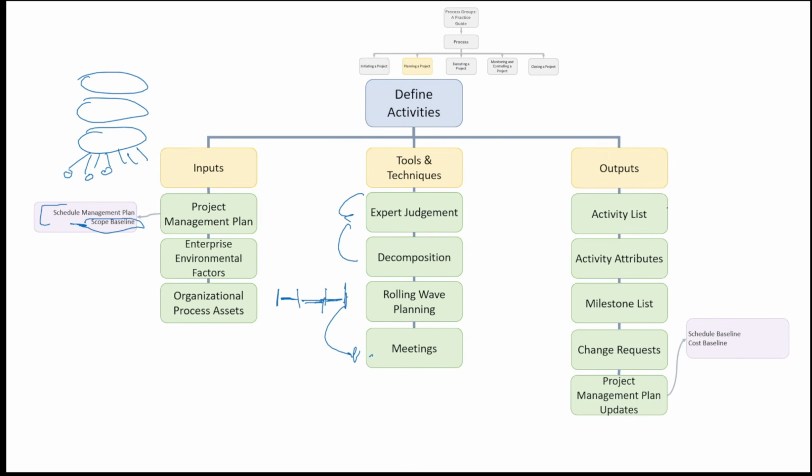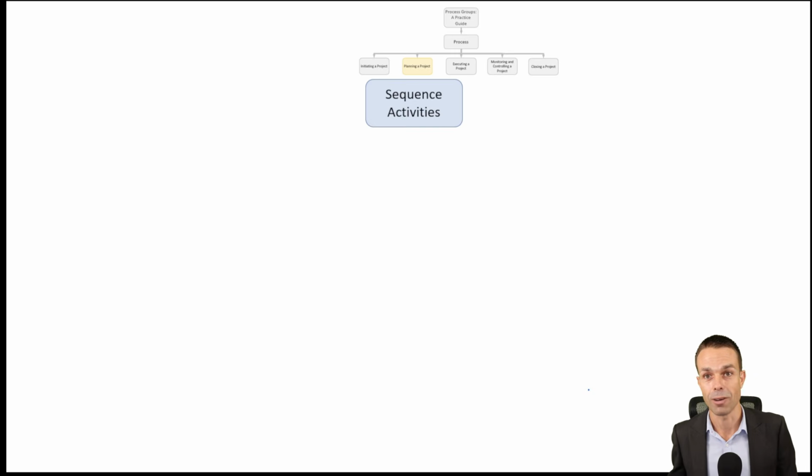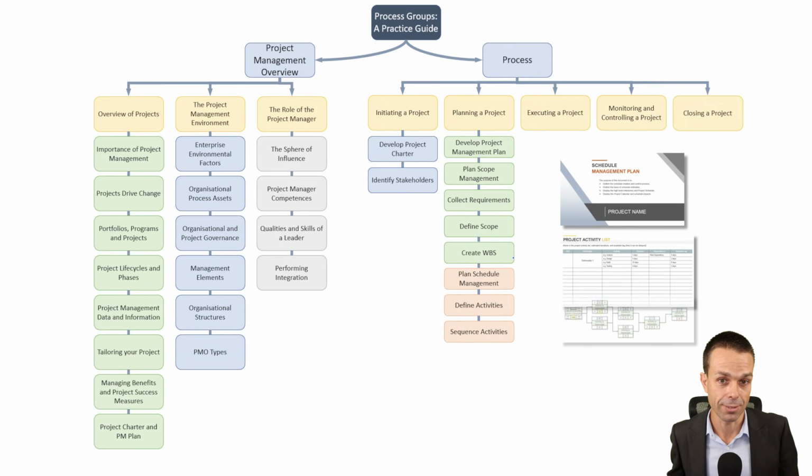And the outputs that we want are the list of activities themselves for the project. The activity attributes, so the resources, cost, and all of these things that we'll add as we go further and further through our project plan. The milestone list, just a high-level list of milestones that we're going to adhere to on our project. We might have change requests as we go along and project management plan updates. So the schedule baseline will be updated as we define the activities and change those activities.